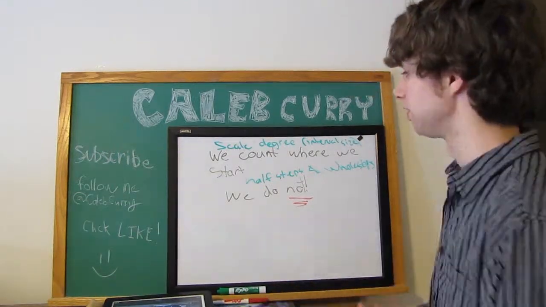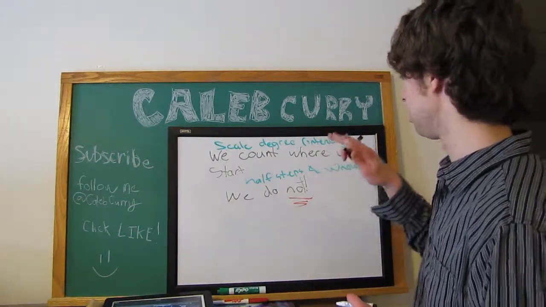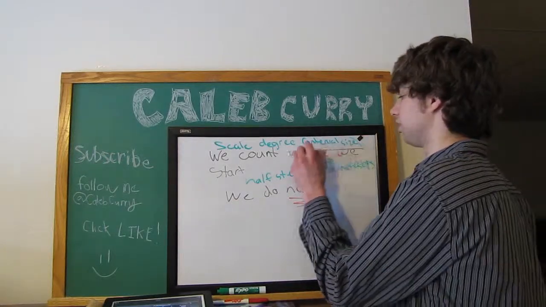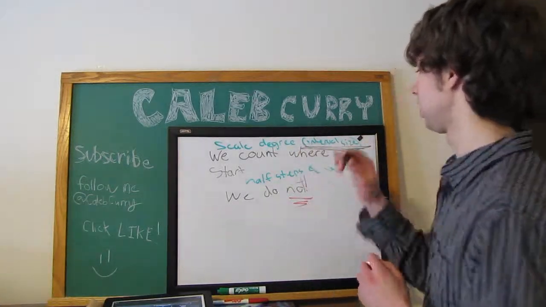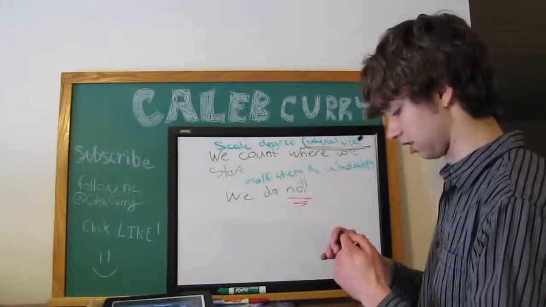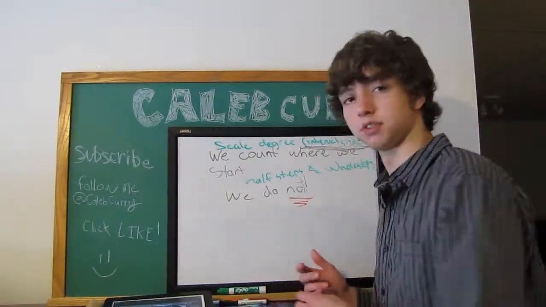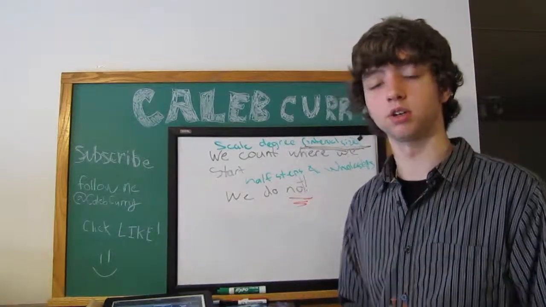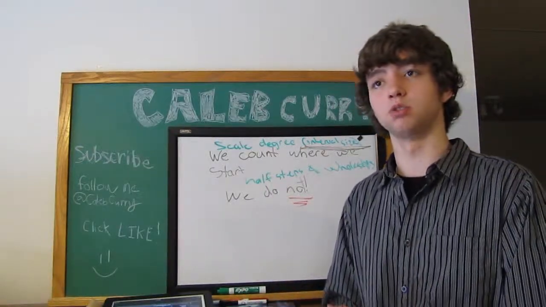So, what did you learn? Scale degrees, interval size. We should call it interval size. We count where we start, and half steps, we do not count where we start. So that's what I want you to get from this video. And in the next video, we're going to put some of this stuff to use, which will help drill it in your brain.